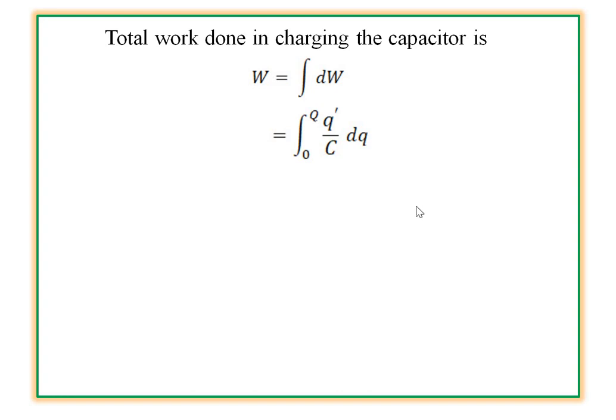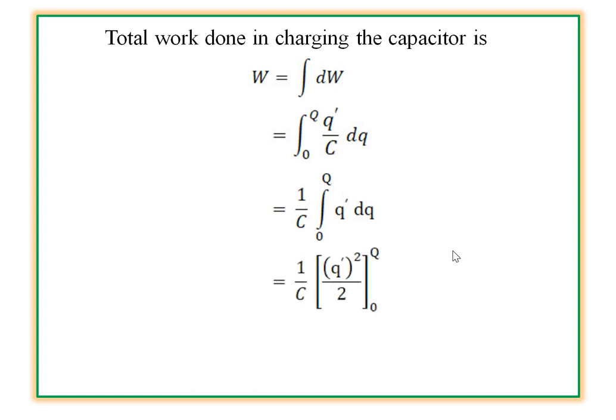Taking the constant term outside and rearranging this equation, we can write 1 by C times the integral from 0 to Q of Q' dQ. From the integration rule, we can write 1 by C times the bracket Q' square by 2, from 0 up to Q. So from this, the total work done is W equals 1/2 Q square divided by C. This work done is stored as the electrical potential energy of the capacitor. This is a very important formula.